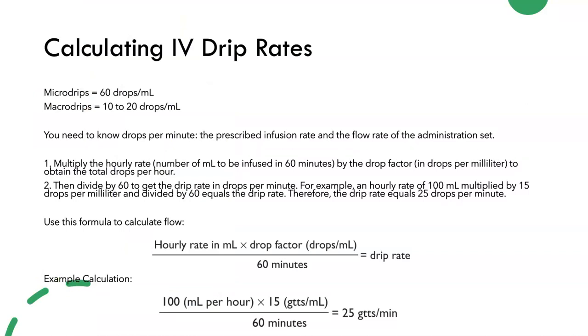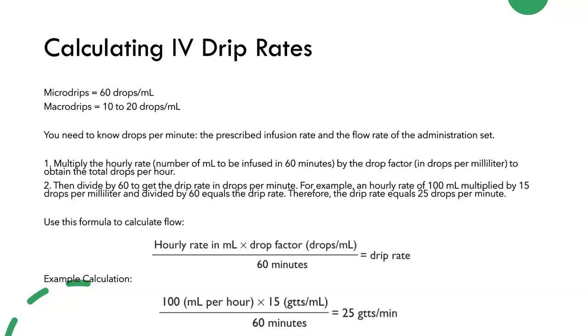Okay, so of course we have to be able to calculate our drip rates. So again, we have our micro drips and macro drips listed up there. We find this on the secondary IV tubing packages. That's our drop factor. Okay, so we have to know that in order to calculate. So we need to know the drops per minute. So this is the prescribed infusion rate and the flow rate of the administration set.